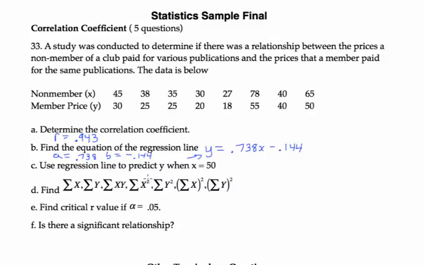Use the regression line to predict y when x equals 50. What this equation says in words is y is 0.738 times the x value minus 0.144. So if you want to know what the y will be when x is 50, you just do 0.738 times 50 minus 0.144.